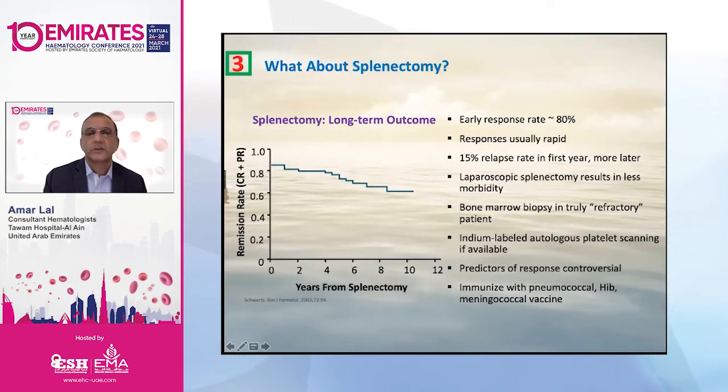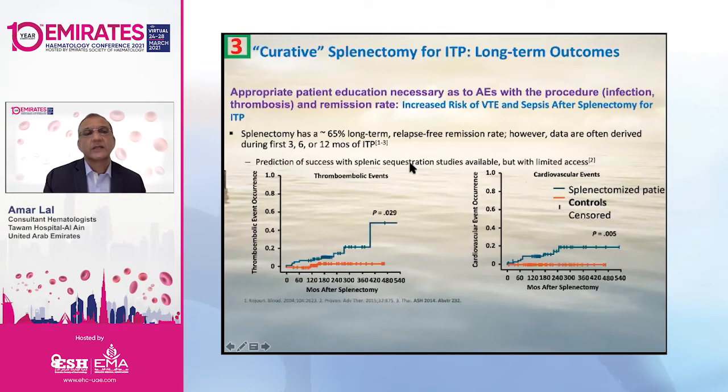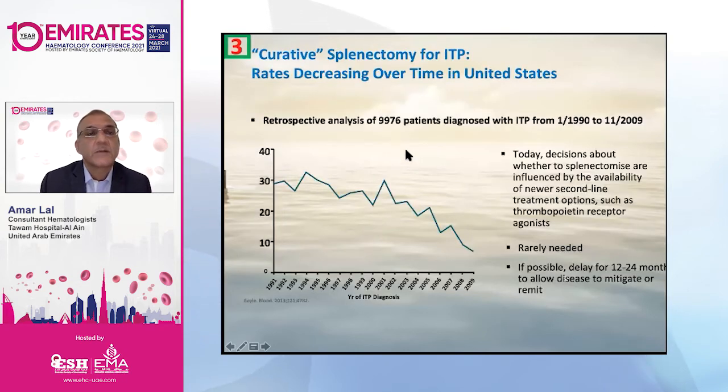You can do laparoscopy. The important thing is to discuss the long-term side effects: thromboembolism, cardiovascular events, and most important is sepsis. There are high chances of sepsis. So the patient also takes vaccination continuously, and maybe some patients need antibiotics as well. Because of this, splenectomy as a curative option is going down. You can see in 1991, it was 30, and now, over to 2009, it is here. Very low numbers of patients are going for splenectomy. This is because of new data and new treatment options.